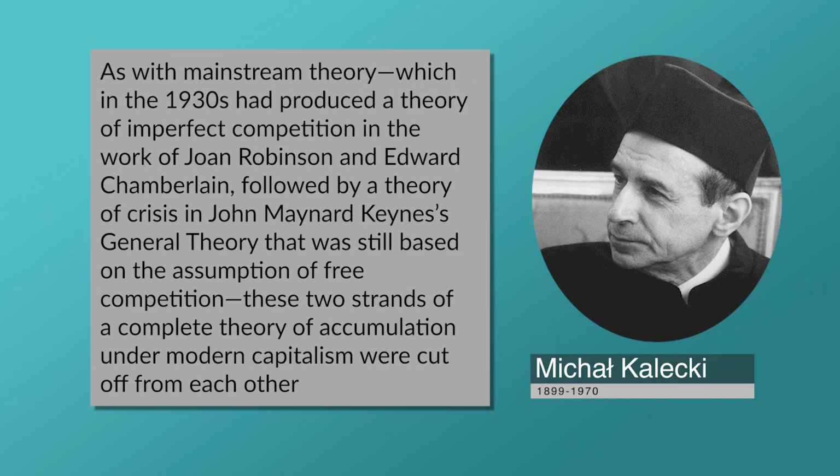Let us now move on to another very important theorist whose work has become very popular in the discourse of monopoly capitalism, and that is Michael Kalecki. It is believed that mainstream theory in the 1930s had produced the theory of imperfect competition, which can be located in the works of Robinson and Chamberlain, followed by the theory of crisis by Keynes, which was based on the assumption of free competition, and these two strands of a complete theory of accumulation under modern capitalism were cut off from each other.